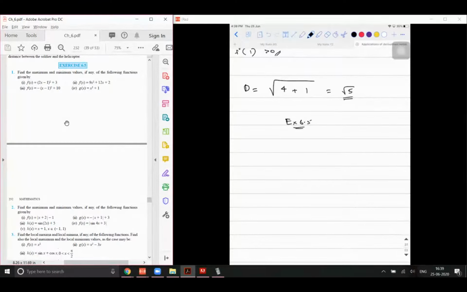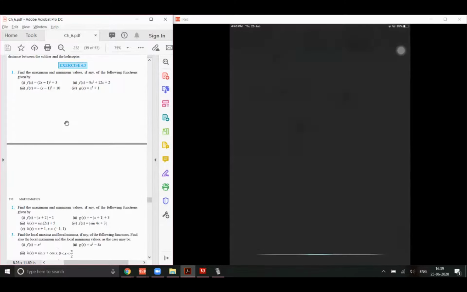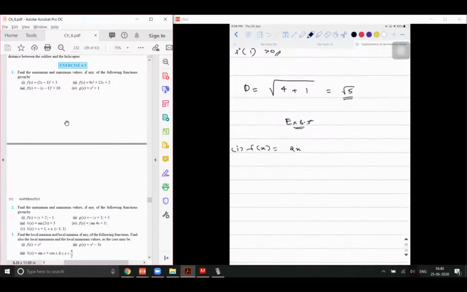So exercise 6.5. f of x is equal to (2x minus 1) the whole square plus 3. Find the maximum and the minimum value, if any, of the following functions. Here no domain is given, but the domain for all polynomial functions or algebraic functions is going to be the real numbers, right? So f of x is equal to (2x minus 1) the whole square plus 3.